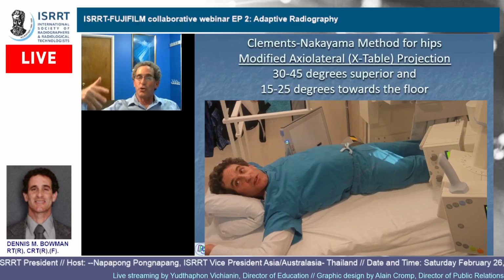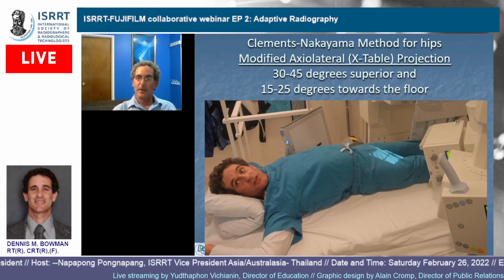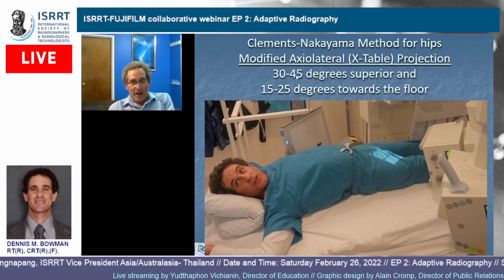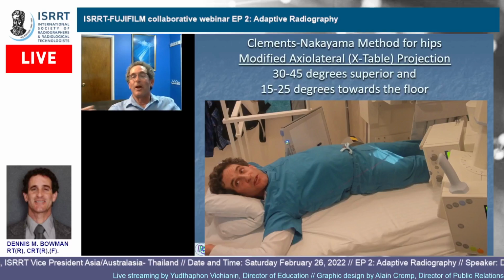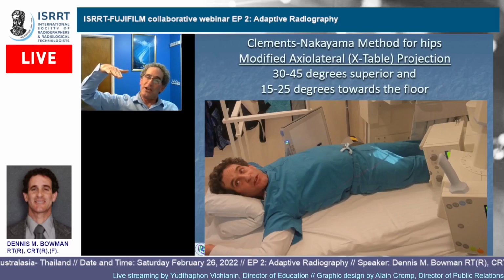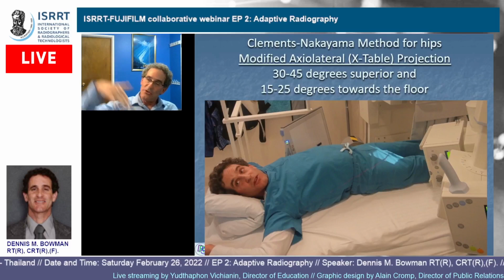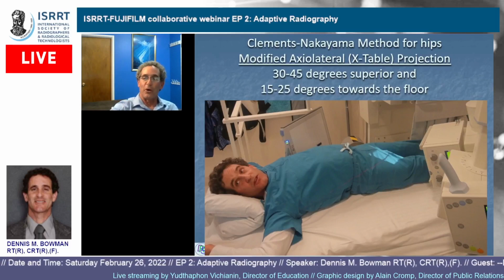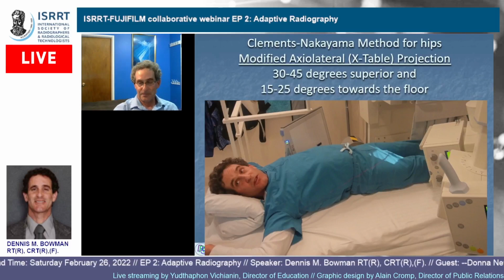You're going to come in with two angles, is basically what's going to happen. So you're going to be 30 to 45 degrees superior, which means coming in at the angle that you normally come in when you're just doing a cross-table lateral hip. And then you're also going to put a 15 to 25 degree angle downwards towards the floor. So that's the second angle.